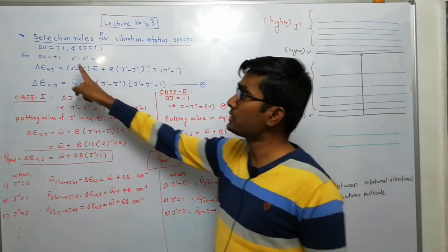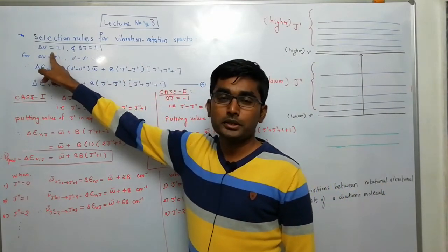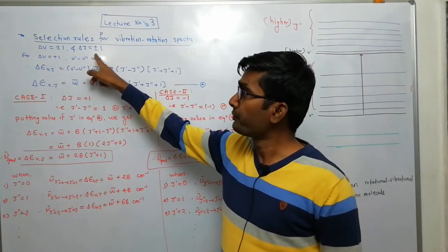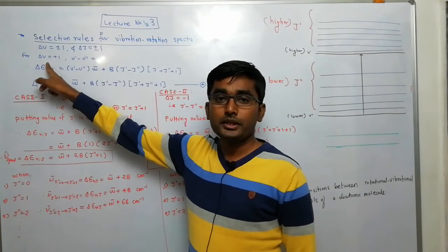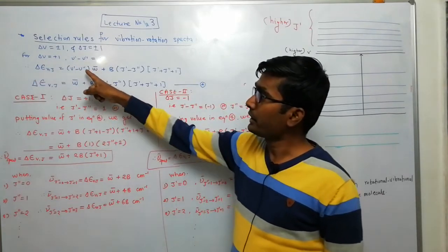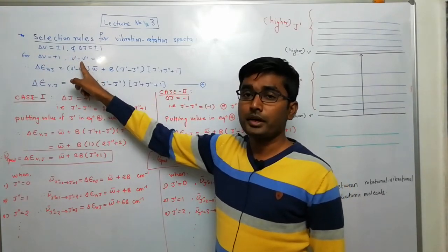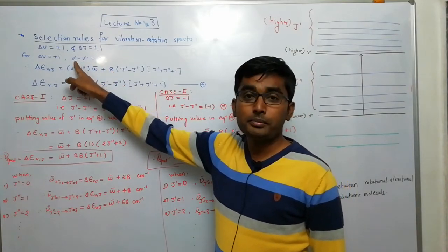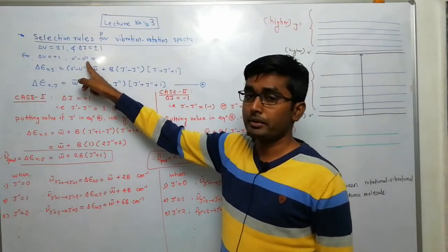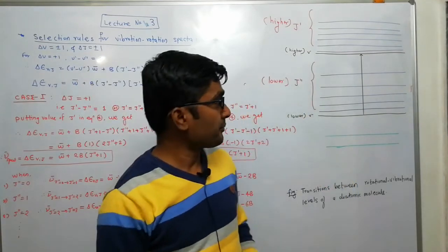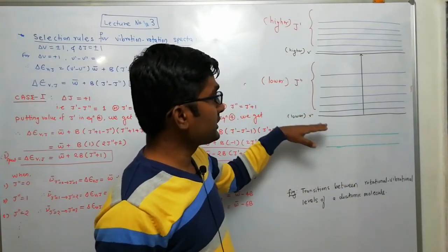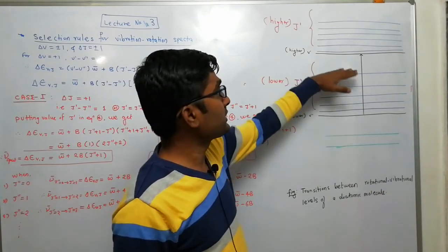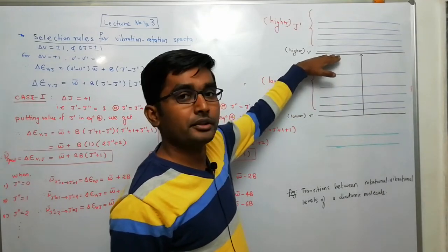We have two rules: delta V is equal to plus minus 1 and delta J is equal to plus minus 1. For delta V is equal to plus 1, it means that V prime minus V double prime is equal to 1. Now, what is V prime and what is V double prime? Look at the spectral diagram. This is a spectral diagram. This is the lower vibrational energy level and this is the upper vibrational energy level.